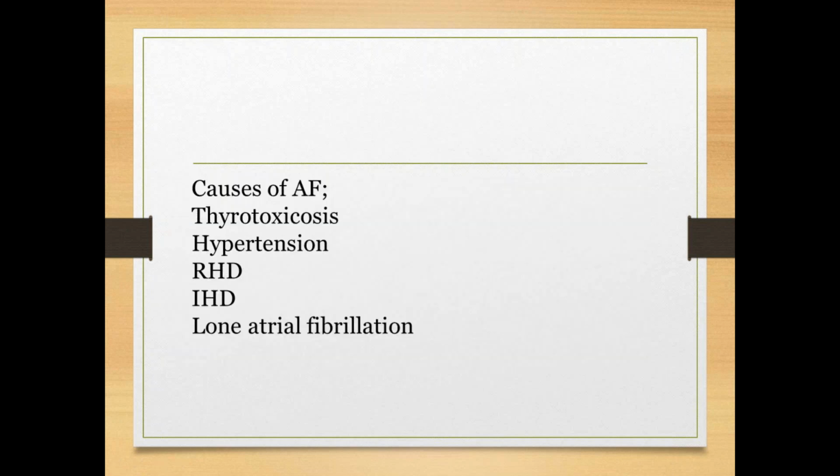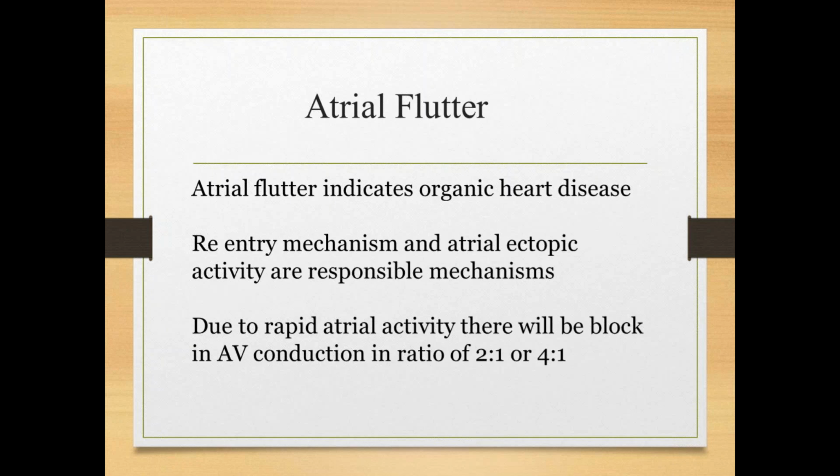Causes of atrial fibrillation are thyrotoxicosis, hypertension, rheumatic heart disease, ischemic heart disease, and lone atrial fibrillation. Coming to atrial flutter, it indicates organic heart disease. Re-entry mechanism and atrial ectopic activity are responsible mechanisms. Due to rapid atrial activity, there will be a block in AV conduction in the ratio of 2:1 or 4:1.